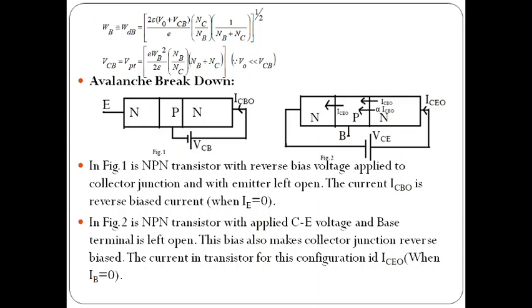how much it penetrates. Why? Because when we are increasing the reverse bias voltage, the depletion region almost touches the emitter region. That means the effective width of the base is almost equal to the base region. So from this, it is similar to our previous formula: the square root of 2 epsilon (V naught plus VCB) by E, times NC by NB, times 1 by (NB plus NC), to the power 1 by 2.